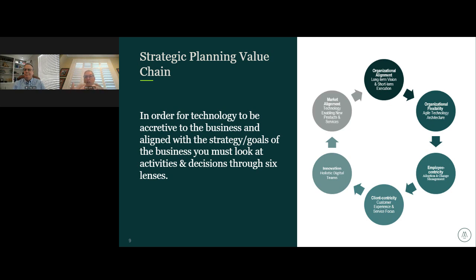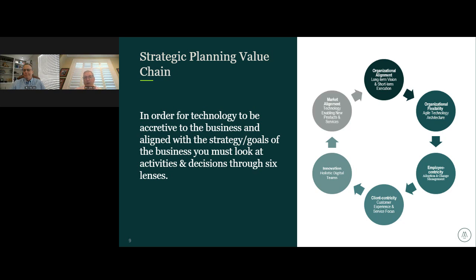We'll go through each of these in detail. It starts with organizational alignment. Then it goes into organizational flexibility. A lot of people talked about, in the past survey, changing product or service, M&A. There's a lot going on in the business, and you really need to make sure that you're building for that change.